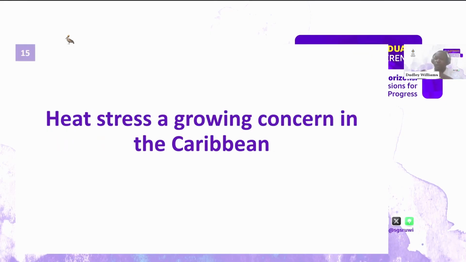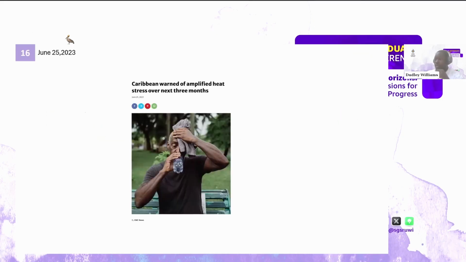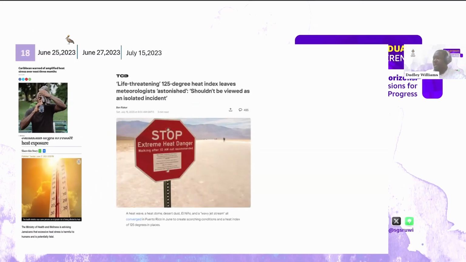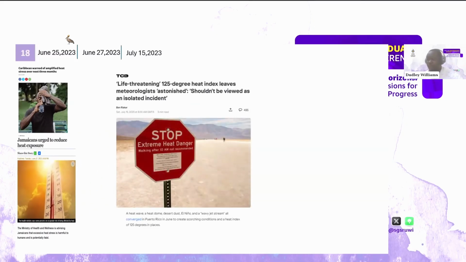Giving you an example of why our climate demands cooling and how climate change has already impacted us. In 2023, it was a very hot year, and there were warnings given out about the impact of heat stress. And these are just some examples of heat stress being a main highlight in the news media. And it was quite interesting to see that for Puerto Rico, there was a warning: walking after 10 a.m. is not recommended. That's how hot it's getting.